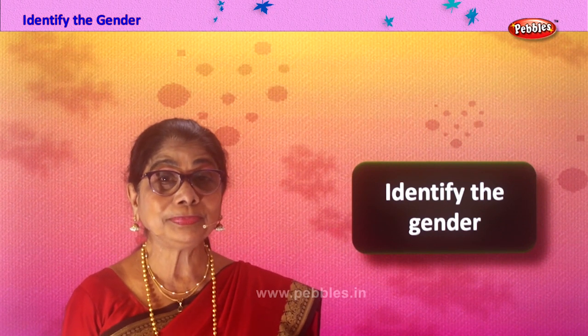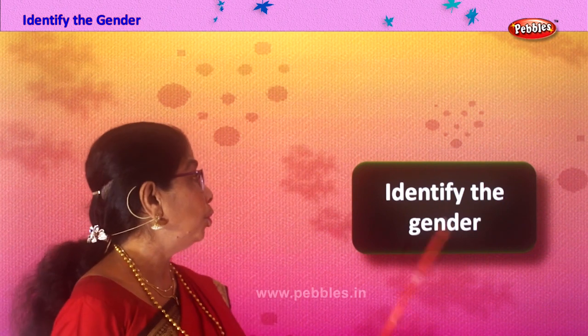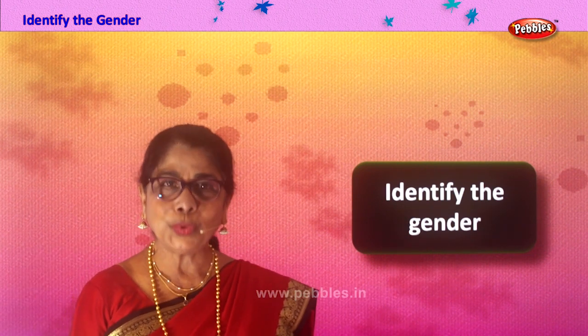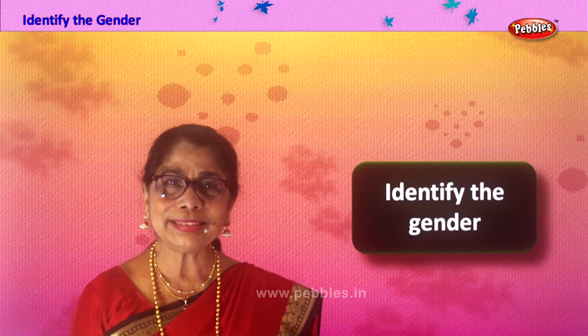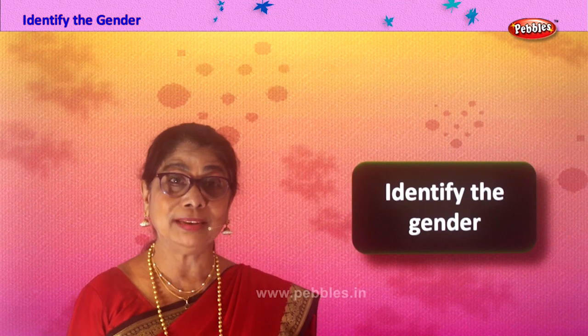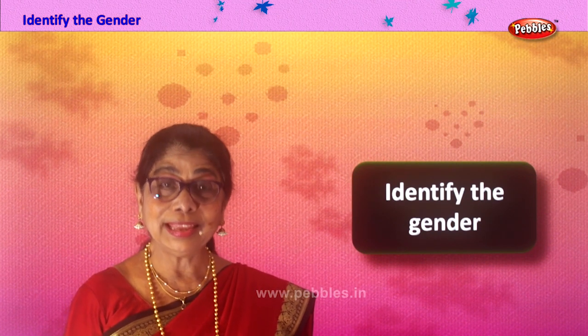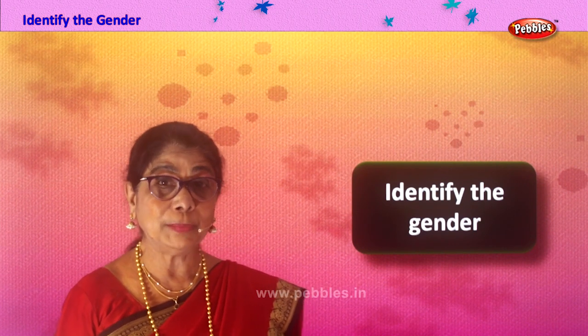Hi children, we have an exercise today where you're going to identify the gender. Yes, at home you have mom and dad, brother, sister. So identifying gender. Is it feminine or masculine? Okay, so we are going to have two columns, masculine gender, feminine gender.